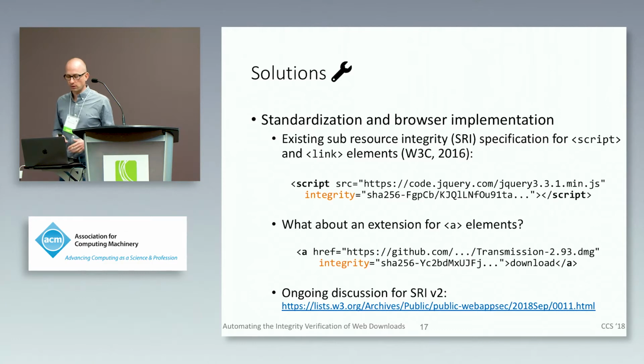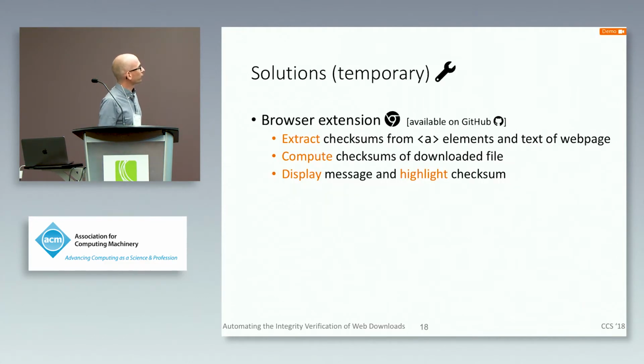The goal is to extend SRI not only to the A element, but also to the image element, media element, and so on, just to make sure that when you point to some remote content, you point to a specific version. If the file is modified, then you don't want the link to work anymore. All right, we also came up with a browser extension, which is available on GitHub.